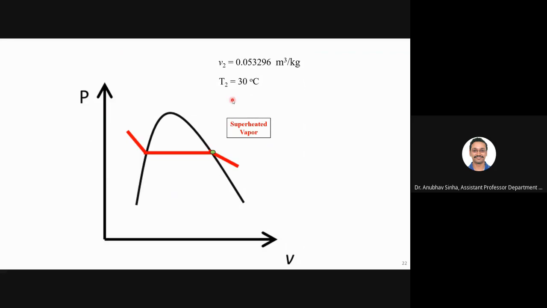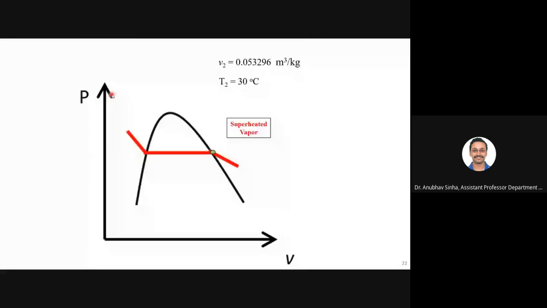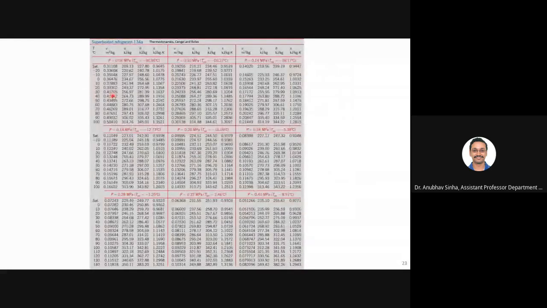So I will try to find out if that volume is available at the given temperature. So 30 degrees Celsius, 0.4. What I am looking for is 0.053. So this is not the right place. Then 0.24, 0.1. This is not right. So let me come down. At 30 degrees Celsius, 0.08, 0.07, 0.05. So this is somewhat near.